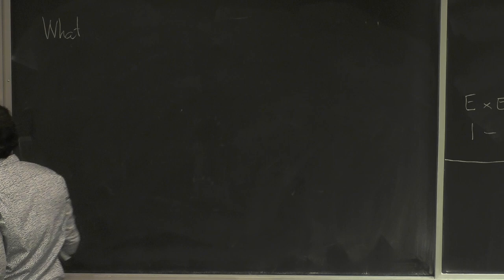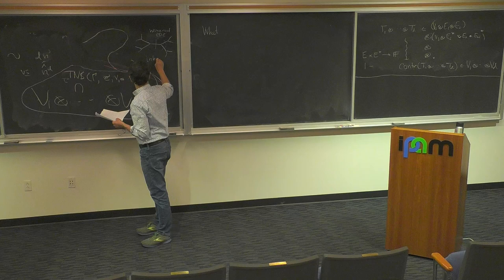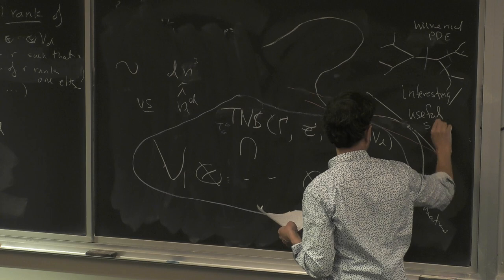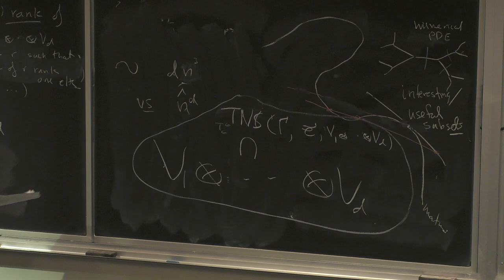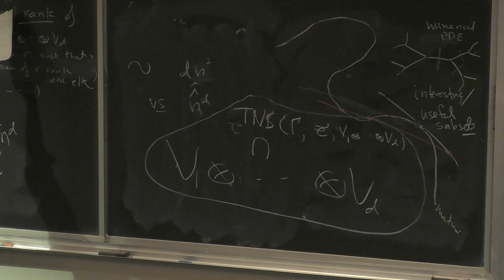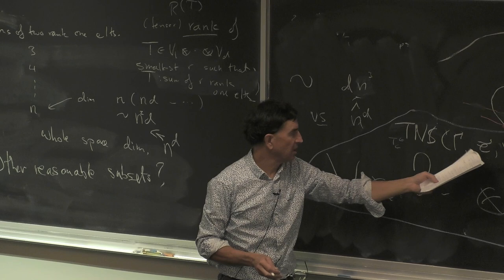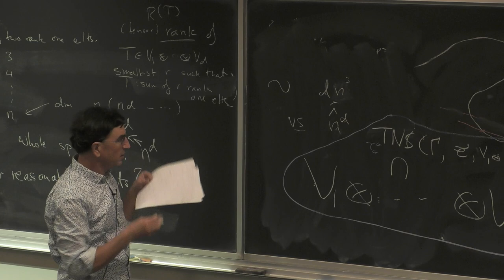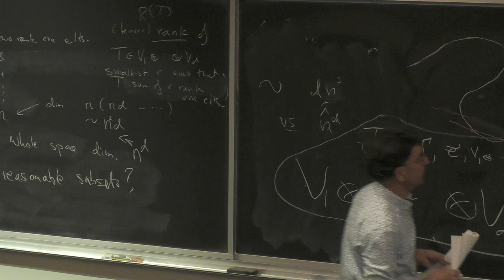So here I was asking about interesting subsets. And we saw two answers, say the tensors of rank R, or the tensors arising from some tensor network with some fixed dimension parameters. I wanted to say a few more words about this, because sometimes, yeah, let me go back to this picture.